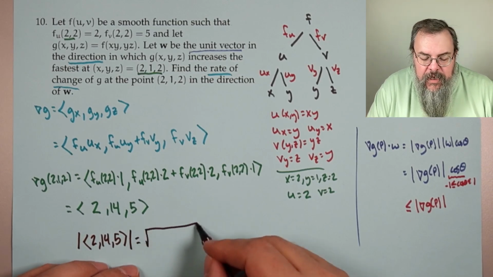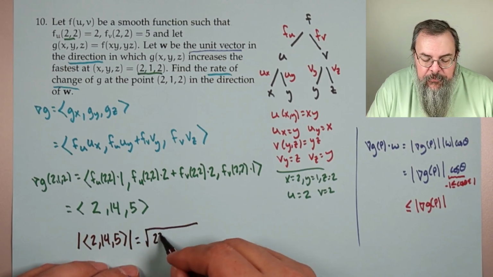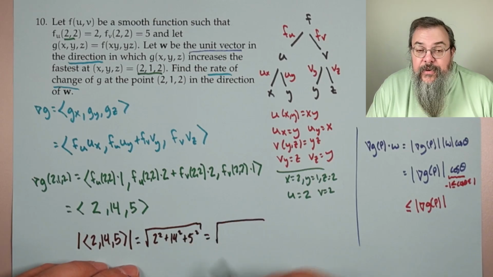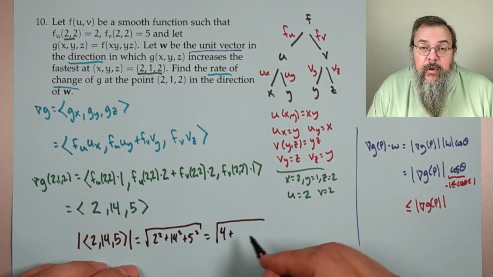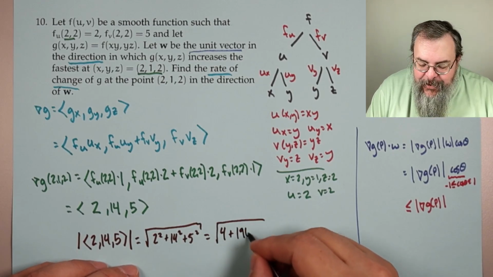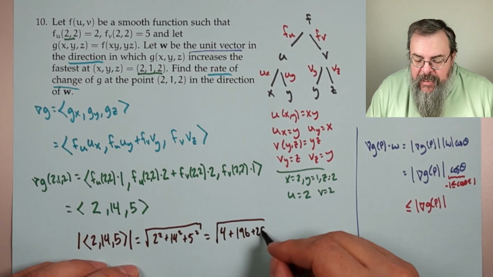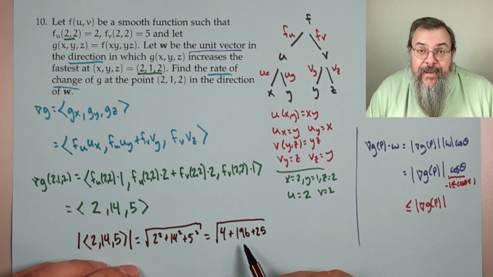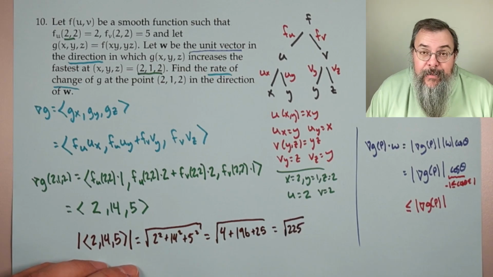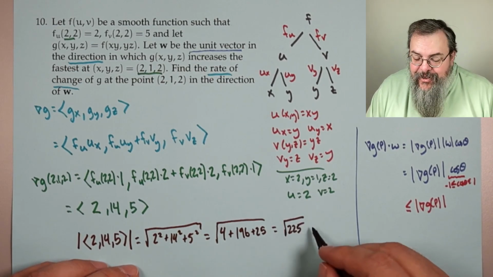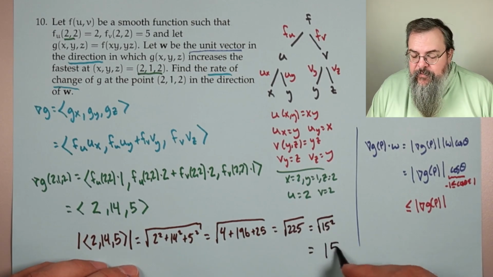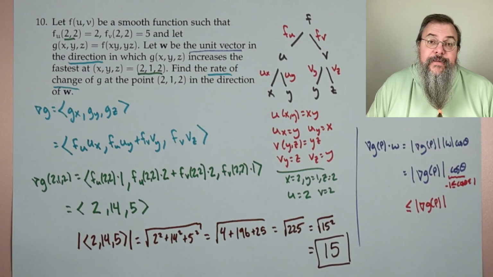All right, so that's the square root of 2 squared plus 14 squared plus 5 squared. Well, 2 squared is 4. 14 squared is, say it all together, 196. Good, good, good, good. I'm glad we got it all together. 5 squared, 25. 4 plus 196 is 200. 200 plus 25 is 225. Well, is that a square number? It is. This is 15 squared, which means our final answer is 15.